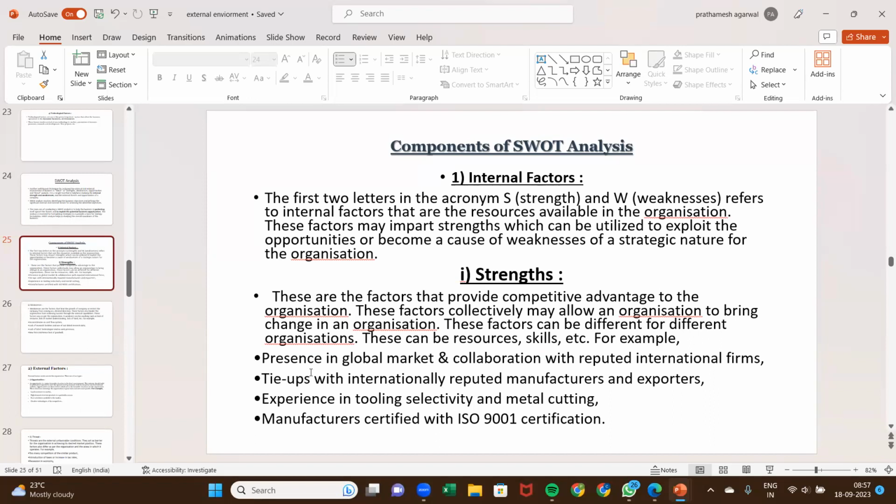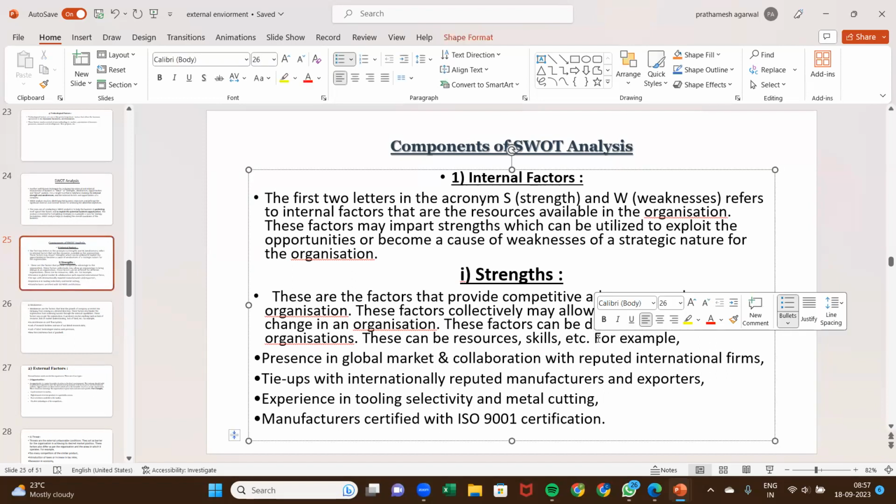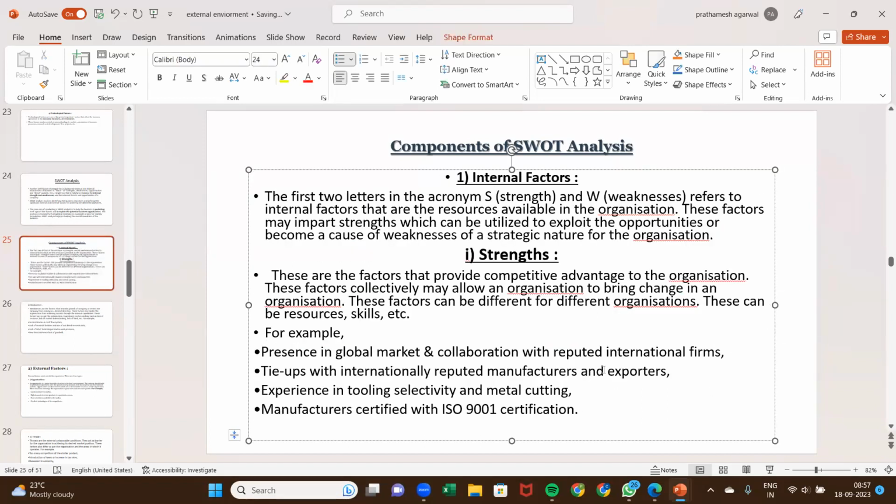For example, presence in the global market and collaboration with reputed international firms. We can have tie-ups with internationally reputed manufacturers and exporters, experience in tooling selectively and metal cutting. I'm just giving you an example, okay? And manufacturers certified with ISO 9001 certification. So these can be some strengths of the companies. Is it clear? Right?